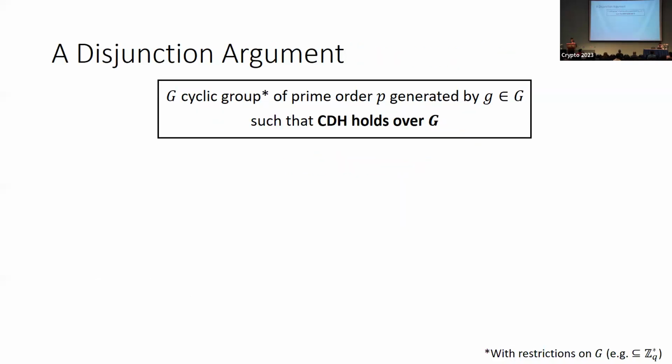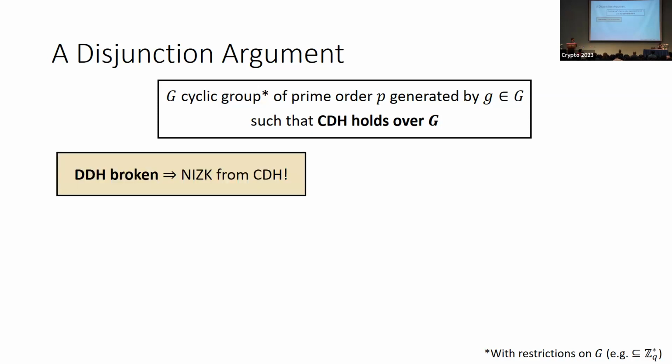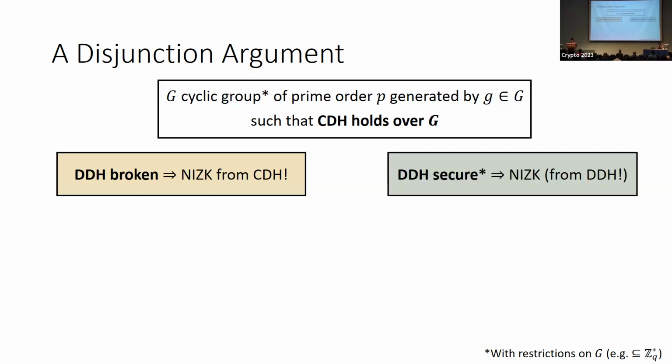So what we do in this work is combine those in a very, retrospectively, very straightforward way. Here's the argument. We start with a group where CDH holds. Now, I told you about two different ways to build NIZK: either I can break DDH, in which case I get a NIZK from CDH, or I cannot break DDH, and then I get a NIZK from DDH.